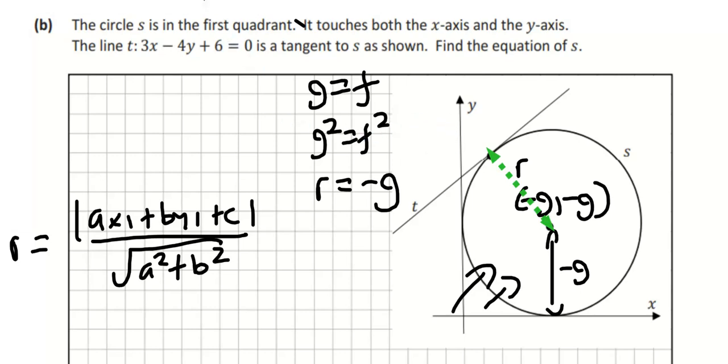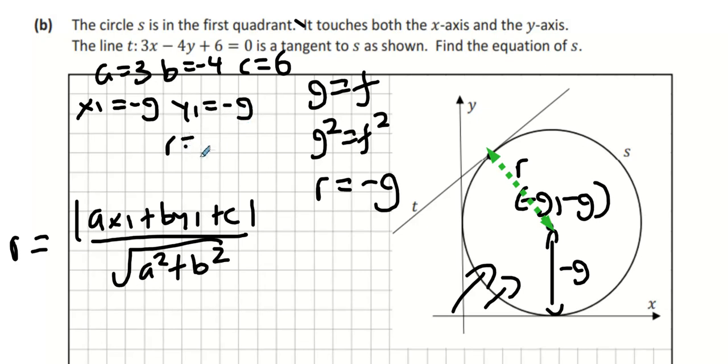Okay, so your a value is 3, your b value is minus 4, your c value is 6. It's the perpendicular distance formula to the center of the circle. Your x1 value is minus g, your y1 value is minus g, and actually your r value is also minus g. Because if the x coordinate was 2, the y coordinate was 2, then the radius would also be 2. That's why we're sort of scaling it that way.